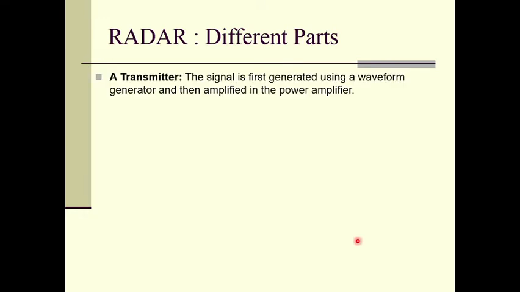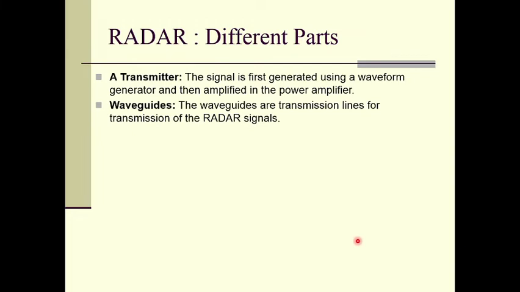A transmitter means the signal is first generated using a waveform generator and then amplified in the power amplifier. Waveguides. So, waveguides are the transmission lines for transmission of the radar signals. So, we know that microwaves need waveguides. Waveguide means some cylindrical or rectangular shaped metal tubes. Inside those tubes, the wave will be transmitted from one point to another point, right?